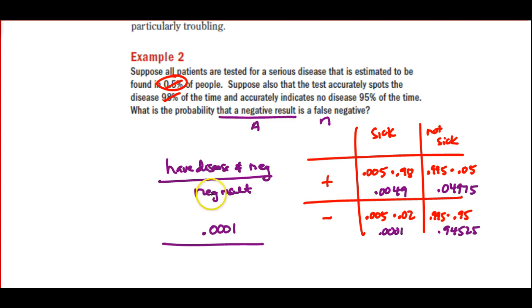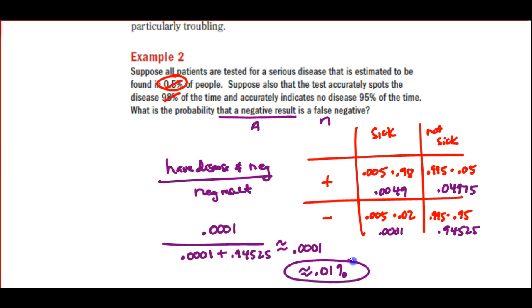And then on the bottom, all the negative results. So that's the 0.001 that we already used and the 0.94525. Again, make sure you add together first and then divide. So we're going to get a super small number here. When you go ahead and divide that out, you're going to get 0.0001 again. Change that to a percent by moving the decimal point 2 places, so you get about 0.01%.